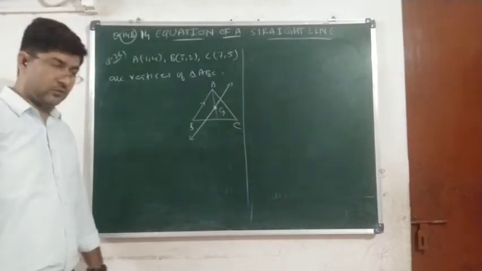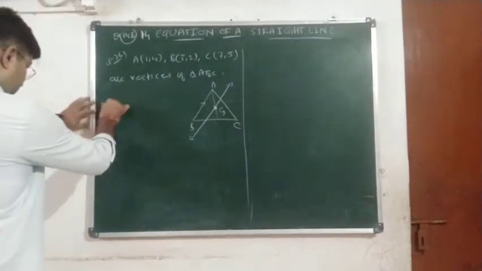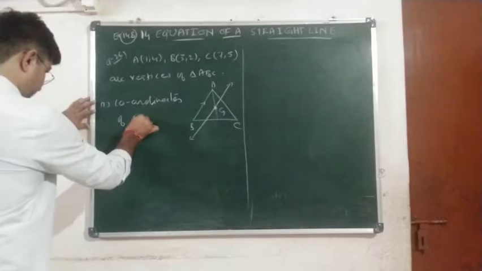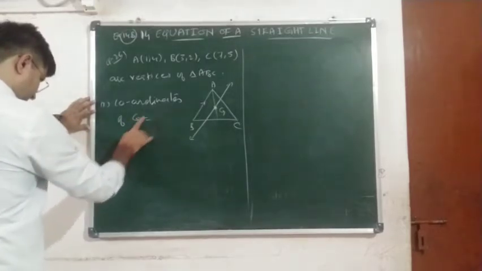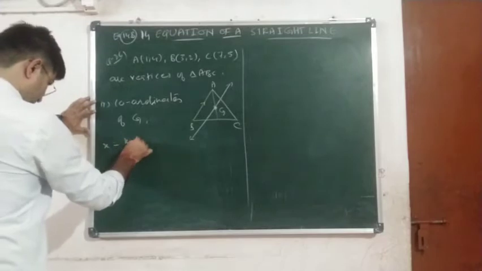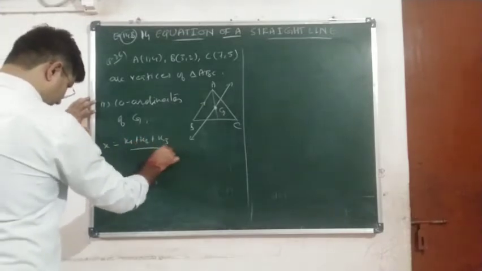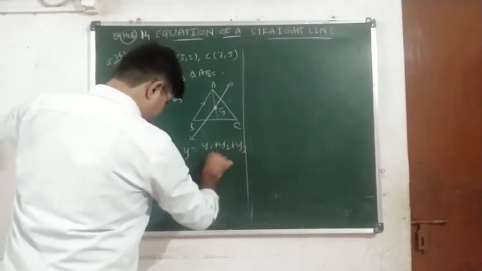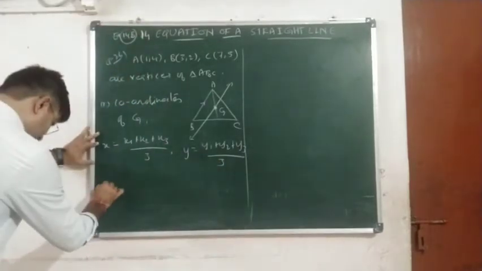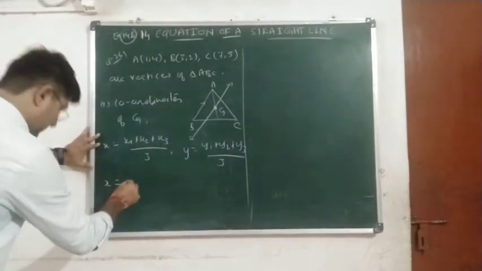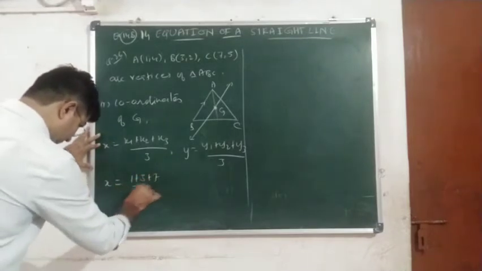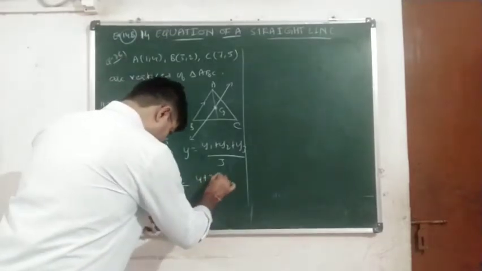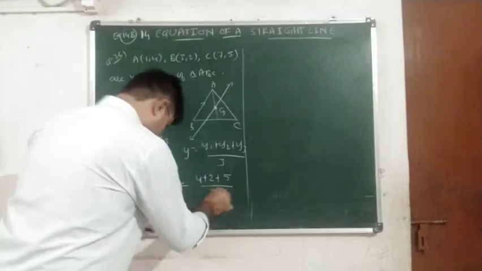Let us first calculate the coordinates of G. We have formula number 1: coordinates of G will be given by x is equal to x1 plus x2 plus x3 by 3 and y is equal to y1 plus y2 plus y3 by 3. Let us substitute the value. Therefore x is equal to 1 plus 3 plus 7 upon 3 and y is equal to 4 plus 2 plus 5 upon 3.